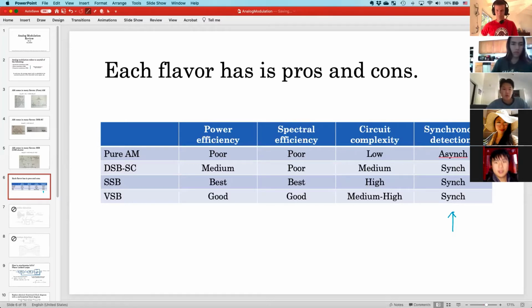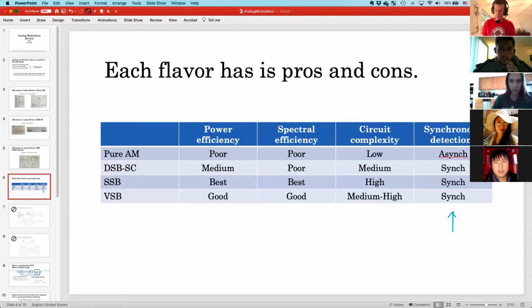I think it being synchronous means that you need an oscillator, like a mixer or something, on the receiving end, right? And then you don't need that for the pure AM because you just kind of extract the signal from the envelope. Yeah, exactly right. So that's exactly right.